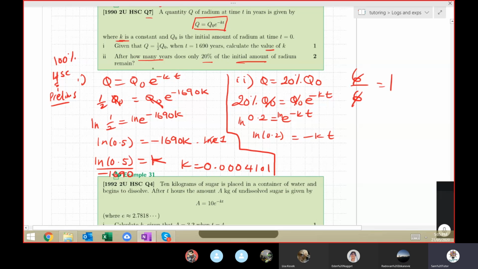And then you're trying to solve for t. Remember, after how many years? Trying to solve for t. What is t equal to? Log 0.2 divided by negative k. k is? And get an answer.